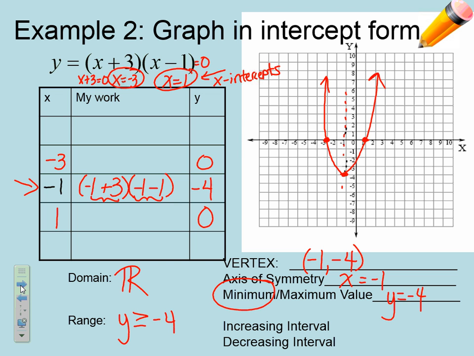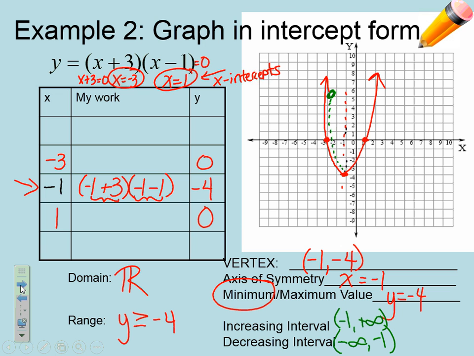And once again, our increasing and decreasing intervals, picture the little car. I'm driving the little car right here. It's going to go down until the x value of -1. So from -infinity to -1 is my decreasing interval. My increasing interval would be from -1 to +infinity.